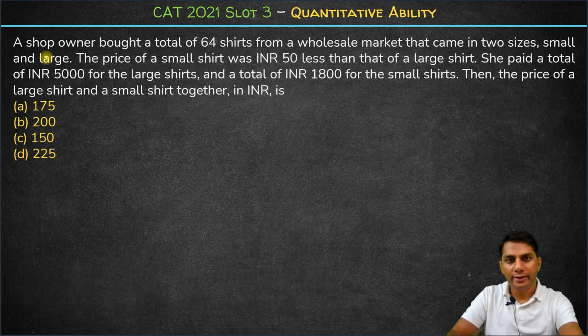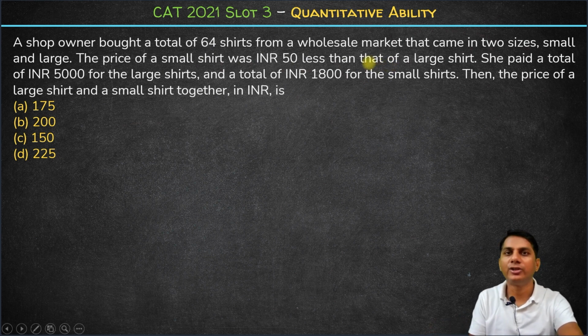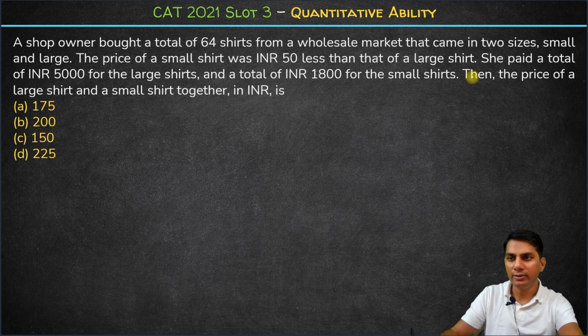Hi. So here we have a shop owner who bought a total of 64 shirts from a wholesale market that came in two sizes, small and large. The price of a small shirt is 50 less than that of a large shirt, or vice versa, the price of a large shirt is 50 more than that of a small shirt.